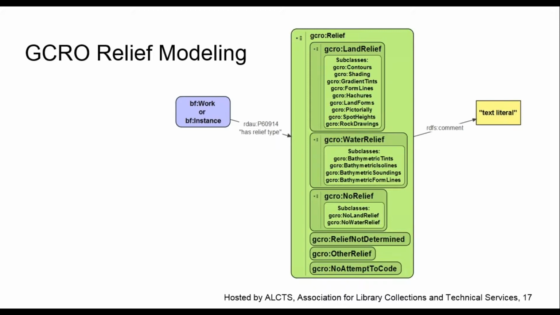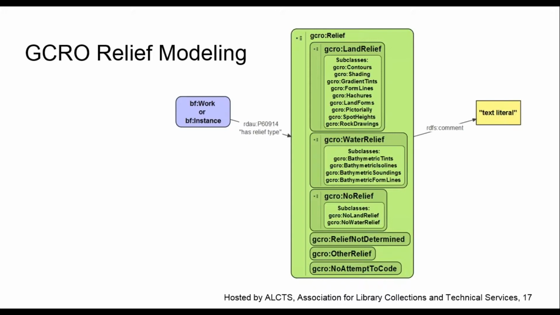We have decided to use the RDA unconstrained property has relief type to associate a relief class with either a work or an instance. And this is new, I should say, this is a forthcoming RDAU property. I don't think it's officially been published yet, but we were very glad to hear that RDA had introduced this into the vocabulary.